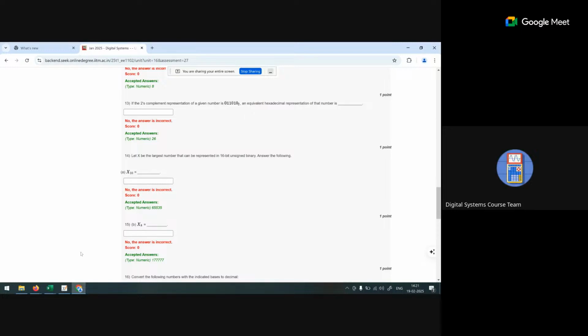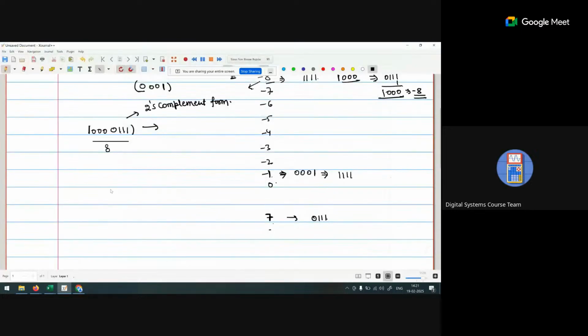Okay, the question is this one. Any number x is there in decimal. First of all, we convert that number into binary, and then we convert this particular number into the 2's complement. And that number is 0, 1, 1, 0, 1, 0.